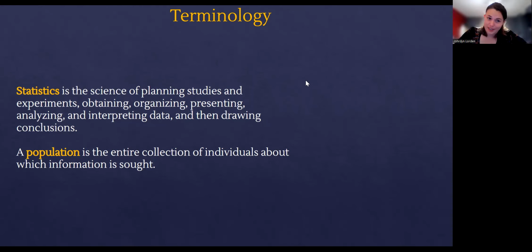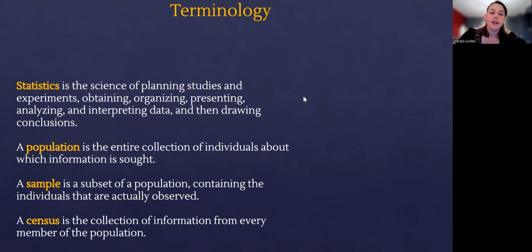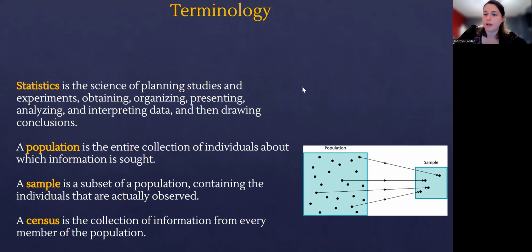A population is an entire collection of individuals about which the information is sought. So part of looking at a study to see if it's good or bad is going to be seeing, does their sample, does their study actually represent who they say it represents? To that effect, they need to take a good sample. A sample is a subset of the population containing individuals that are actually observed.